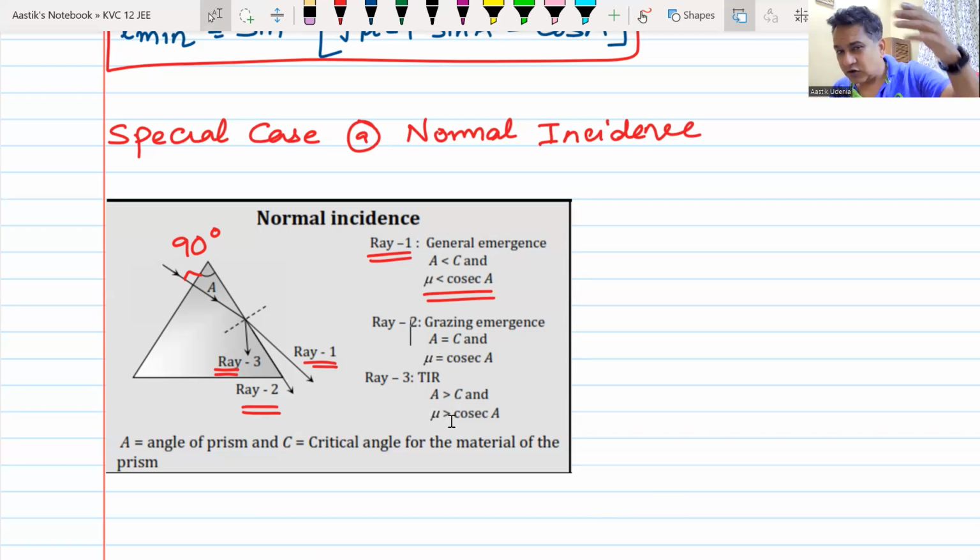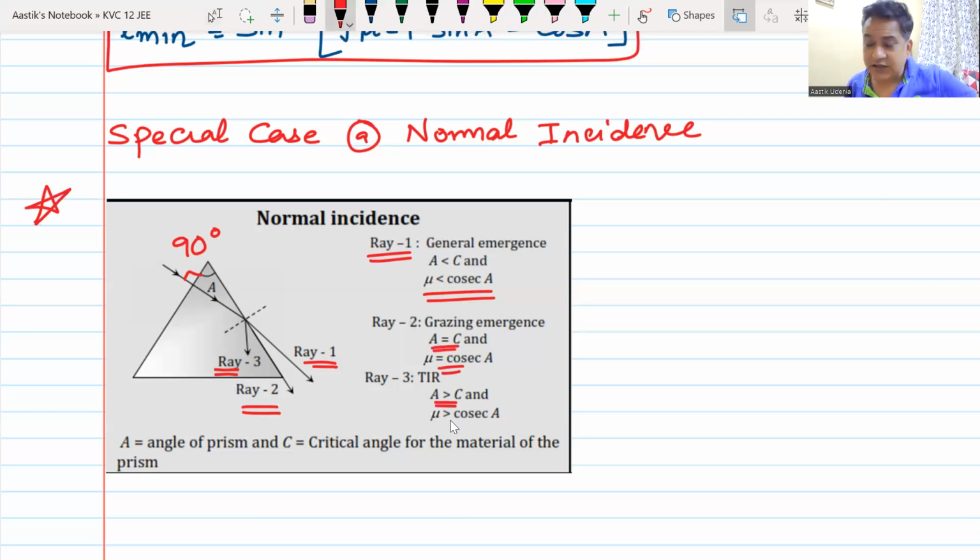In this case, because this is a special case, the ray is falling normally onto it. If A becomes equal to C, then I will have grazing emergence. If A is greater than C, I will have total internal reflection. This is a very, very important case. I have seen it come multiple times in your JEE Main, and that is why I have given you this.